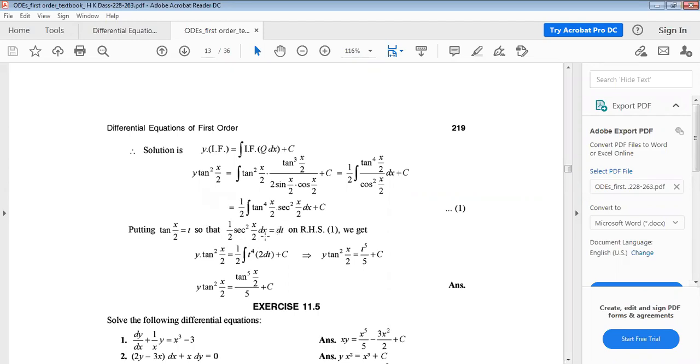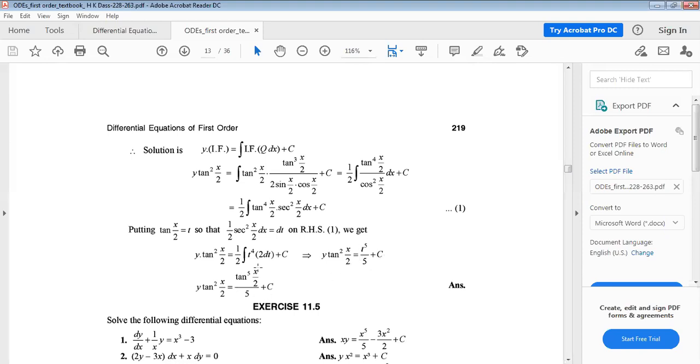Then in the place of sec square x by 2 and dx, we can write 2 dt. Now putting in the right hand side, this is the left hand side, and this equals to half, and this will be t to the power 4, and this will be 2 dt. So all this is now very easy integration for you. So y 10 square x by 2 equals to 2 and half cancel. This will be the x to the power n formula with respect to t. We have to integrate it with respect to t. So t to the power 4 plus 1 divided by 4 plus 1. That means t to the power 5 by 5 plus c.